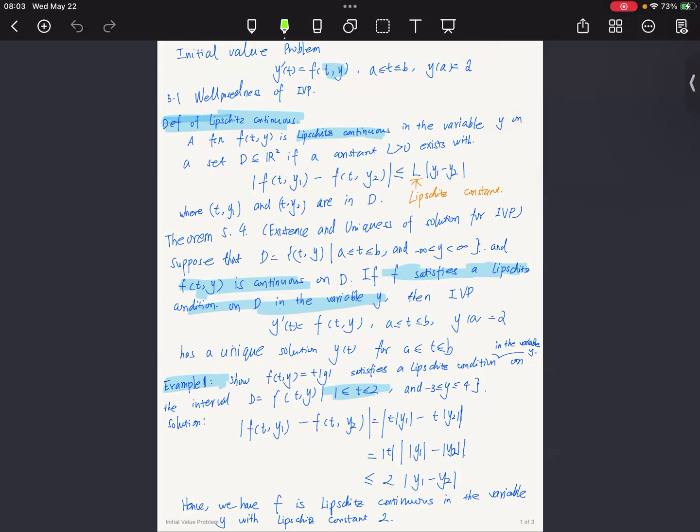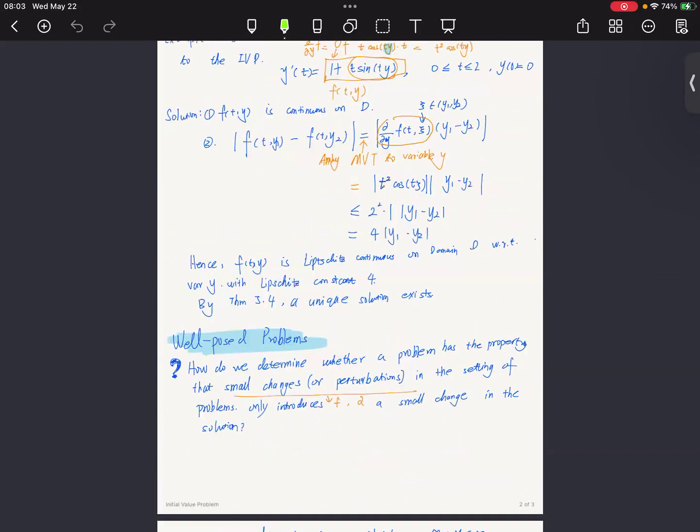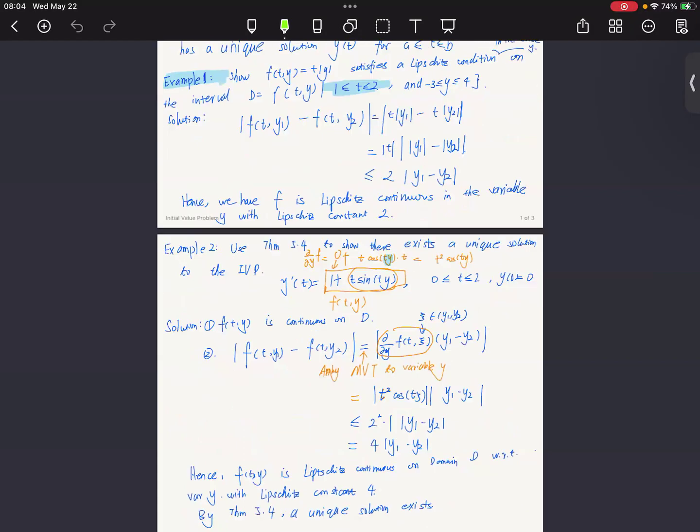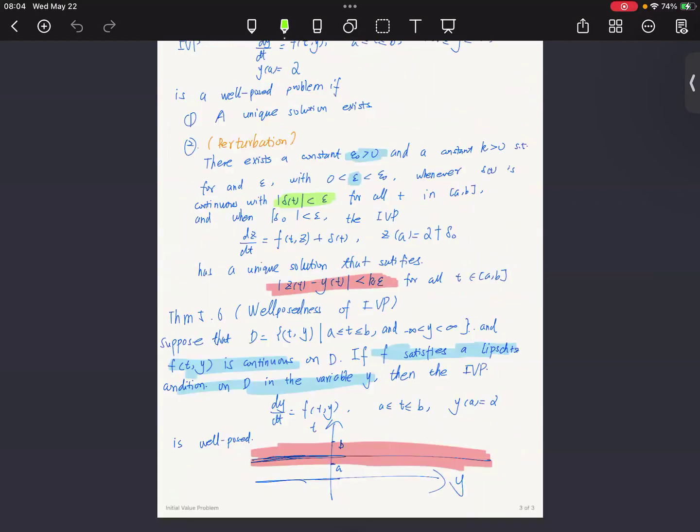Okay, class, welcome back. This is the initial value problem. Last time we mentioned some very important research about the uniqueness, existence, and the small change corresponding to small perturbations to the initial value problem. So first, this is the setting for the initial value problem. And we have stated that this is the very important thing from the last class.